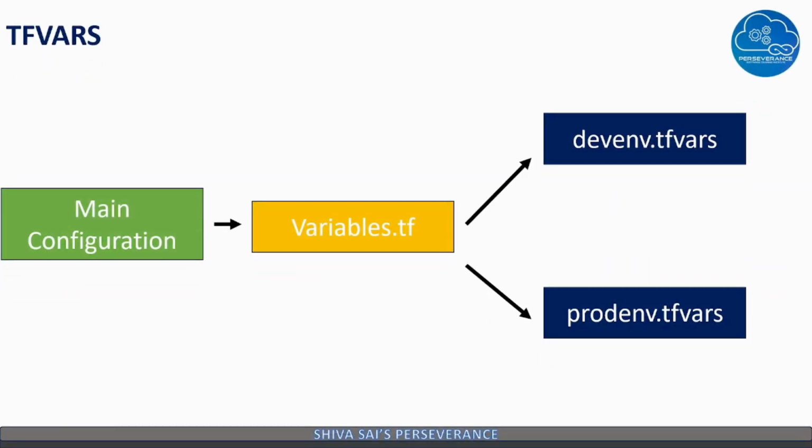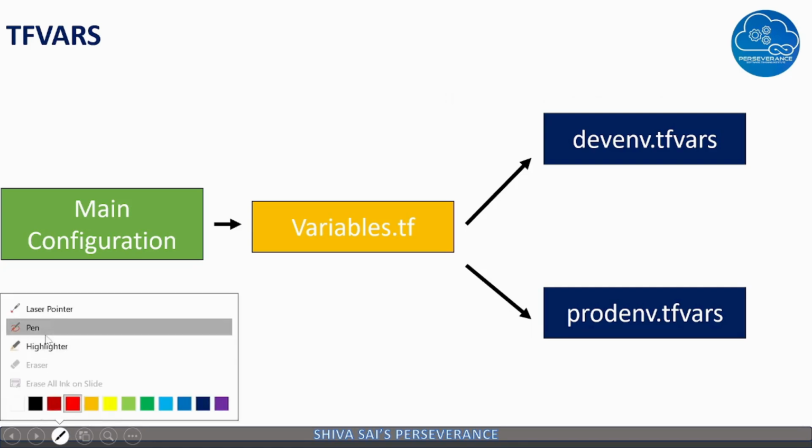So in one of the previous videos, we discussed Terraform variables, using the variables.tf file where we directly define the values of the variables. All right, so we'll see the other three methods which are available in Terraform. The method number 2 is tfvars. So what is this tfvars?